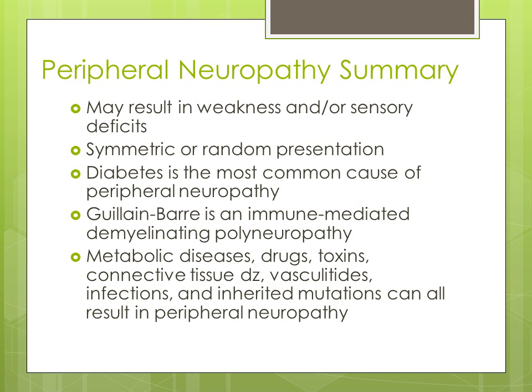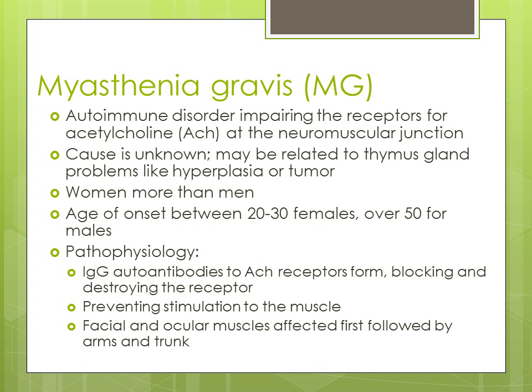And then different infections, and then you can also have inherited mutations that result in peripheral neuropathies. Okay, myasthenia gravis. This is one that's really important to know about. It is relatively common. It's an autoimmune disorder that affects the receptors for acetylcholine at the neuromuscular junction.